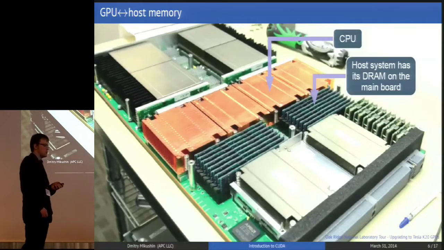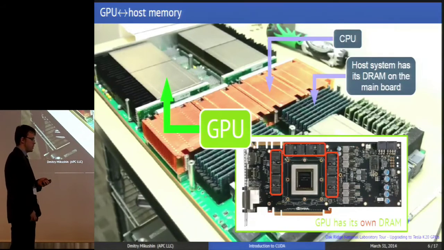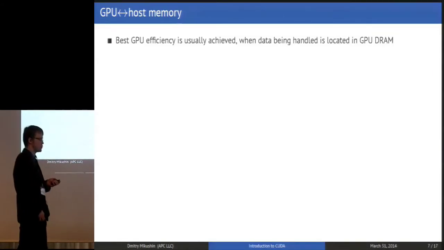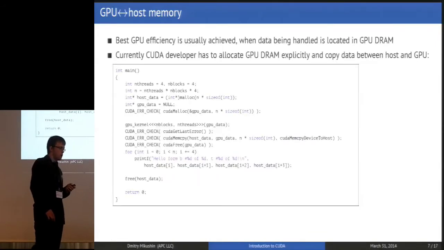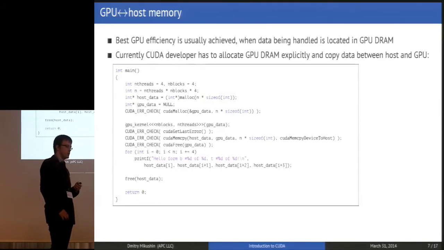Okay, so we already had this chart in the first presentation. And the main idea here is that GPU has its own RAM. And the most efficient approach to program GPU is to keep the data in this local GPU RAM. Currently, the CUDA developer has to allocate GPU RAM explicitly and copy input data before calling kernel and copy output data after calling kernel.